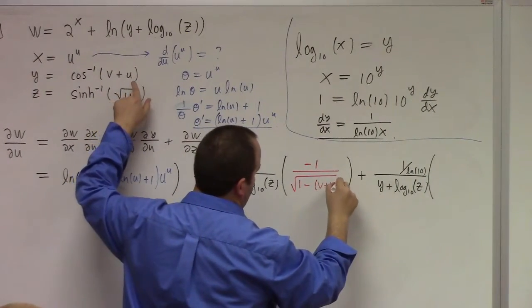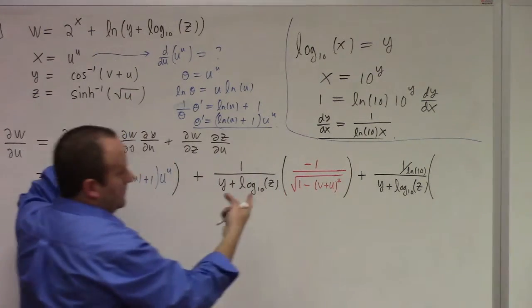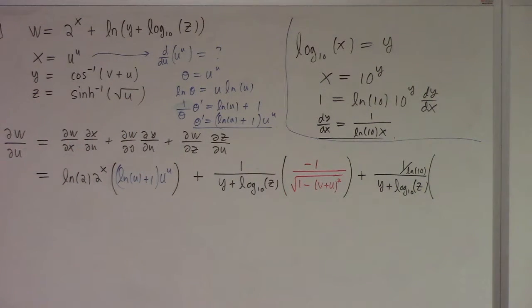Notice that that's it, because the partial derivative of the inside function v plus u with respect to u is just what? There's no other term there, because partial u of v plus u is just 1. So that's that.